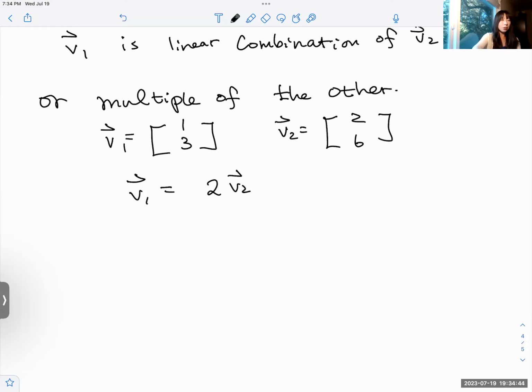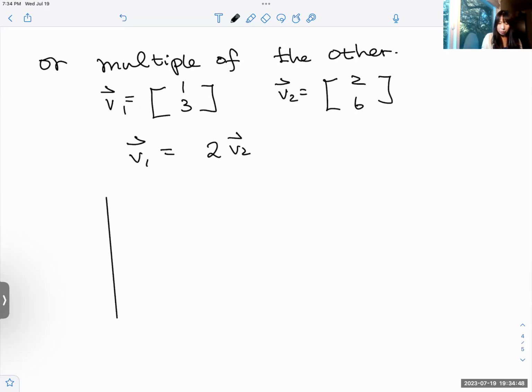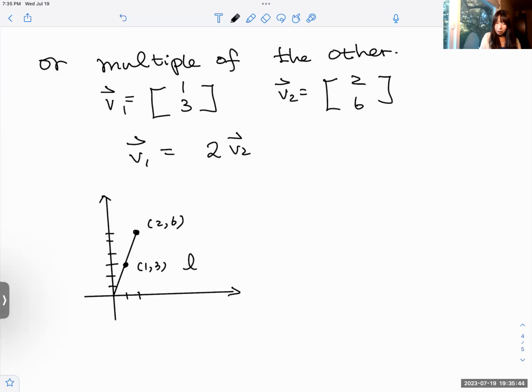Okay. So let me show you geometrically. So (1, 3) and (2, 6). Bigger. Okay, so this is a (1, 3). This is a (2, 6). So we say that this is a multiple of the other, so linearly dependent.